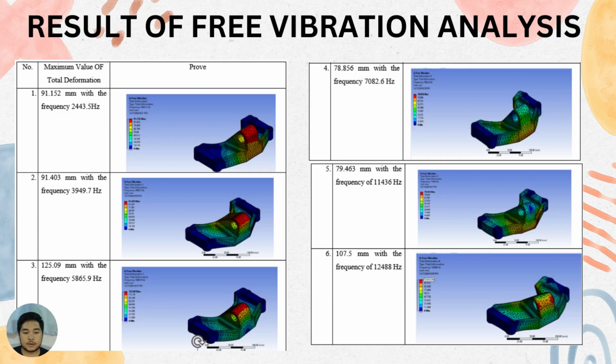For the last analysis, free vibration analysis. Maximum value of total deformation for mode 1, 91.152 mm with the frequency 2443.5 Hz. For mode 2, 91.403 mm with the frequency 3949.7 Hz. And for the other modes, as shown in the slide.